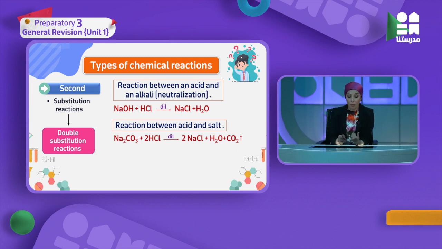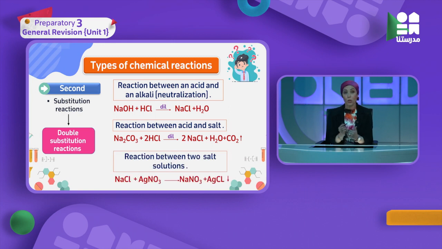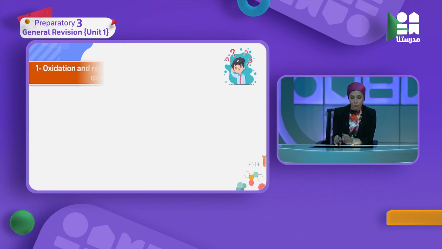Why? Concentrate with me. Because the sodium here is above hydrogen, it can replace it, but here the other products are different because I am using carbonate, so it gives me carbon dioxide and water. Finally, between two salts, silver nitrate with sodium chloride. They can replace each other as I said before. They swap places, so each one takes the radical next to it. So it gives me NaNO3 plus AgCl, and this is the third type of the double substitution reaction.